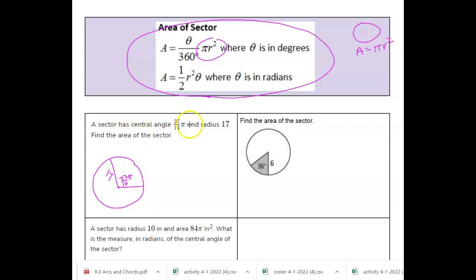So the first thing, I just want to figure out if my angle is in degrees or radians. Remember, anytime you see a pi, that is your hint that it's in radians, which means we want to use this formula. So area equals 1/2 or 0.5 r squared times our angle. So I'll just type in 0.5. Our radius is 17, and then our angle.